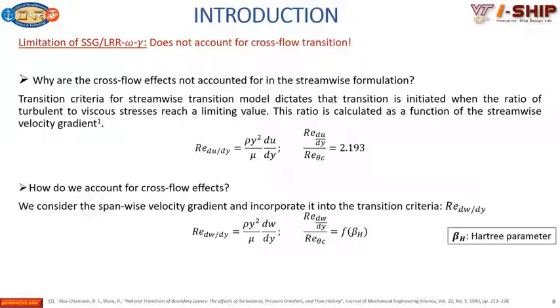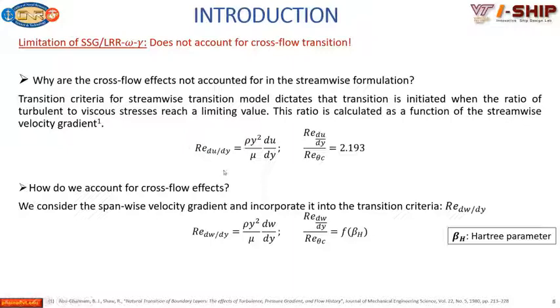After all this, the most important limitation of the SSG LRR model is that it does not account for cross-flow transition so far. This is due to the fact that generally the transition criteria set for stream-wise transition models dictates that when the ratio of turbulent to viscous stresses reaches a limiting value, the transition is initiated. And this transition criteria ends up being a function of the stream-wise velocity gradient. And this correlation has been famously given by Abu-Ghannam and Shaw. Now, this ends up preventing the model from predicting three-dimensional effects.